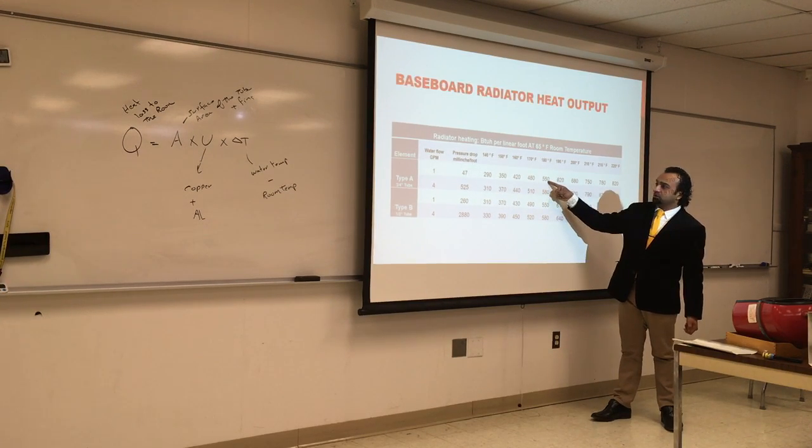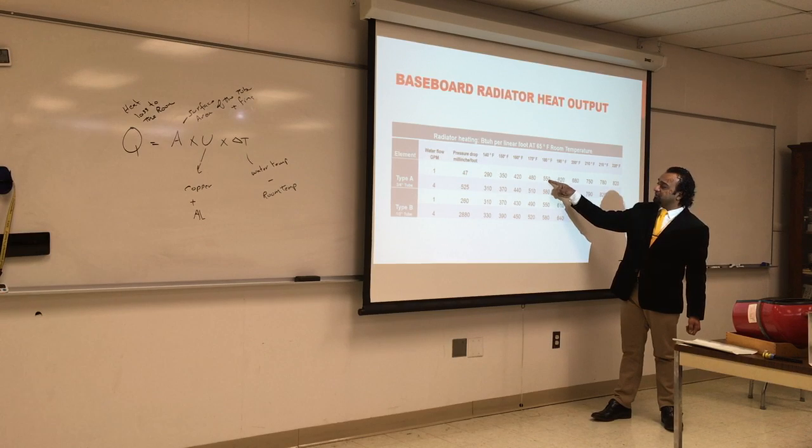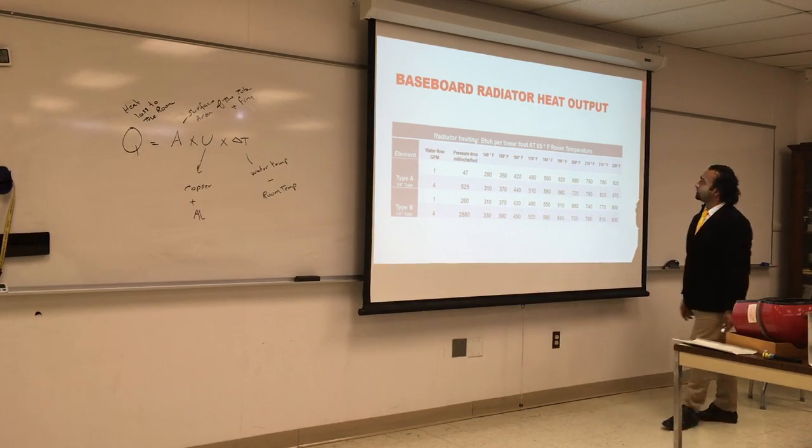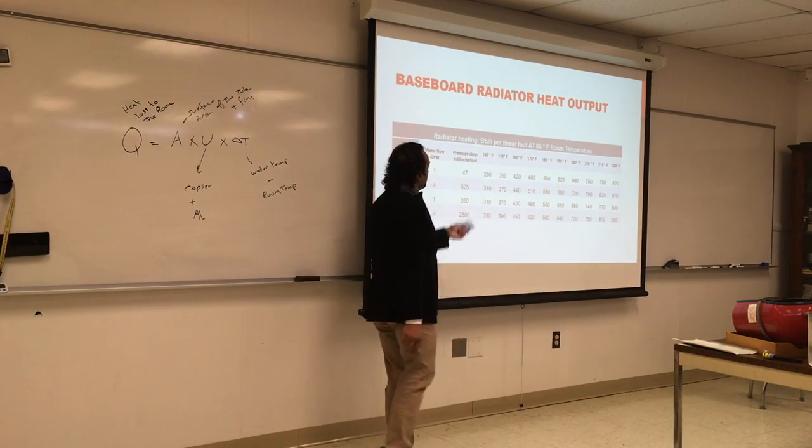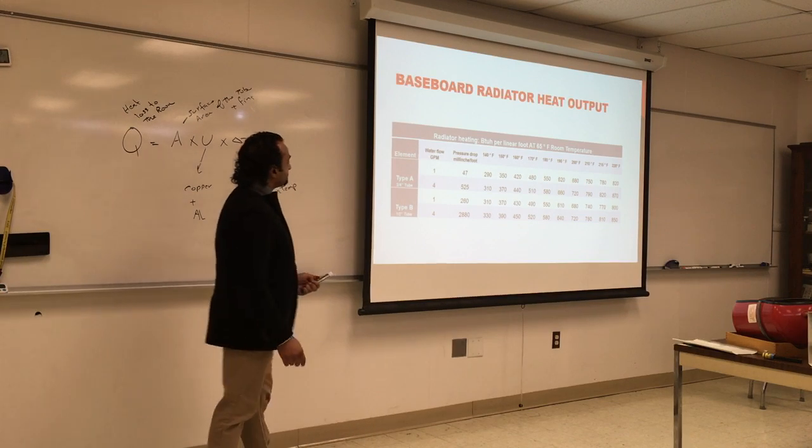If it's slower, type one, there'll be less velocity, less flow, it will give off less, here it will give off more, based on that size. So it's a function of the flow rate and the water temperature.